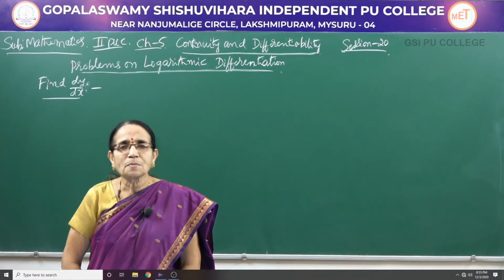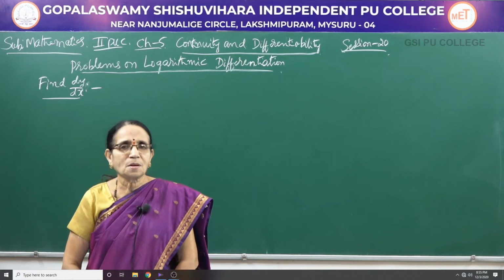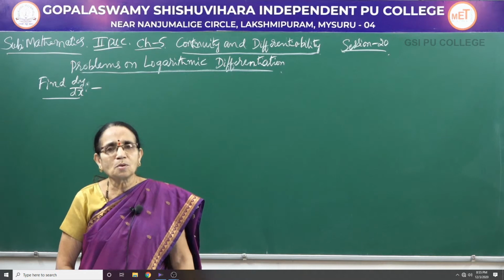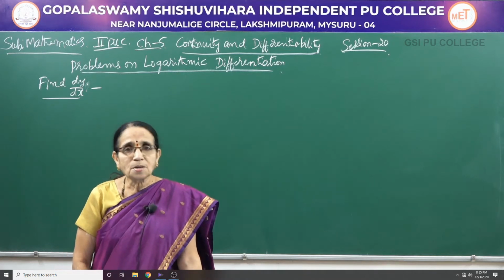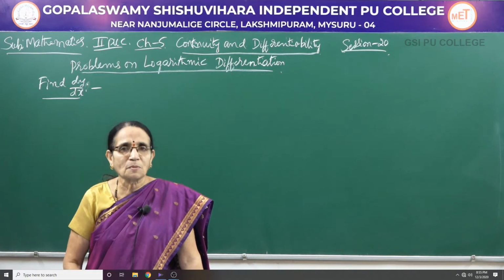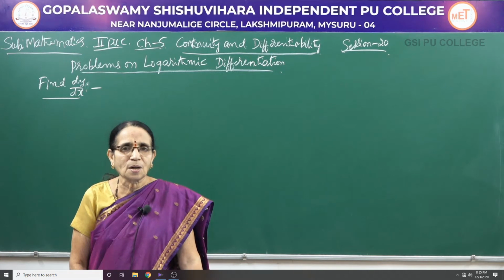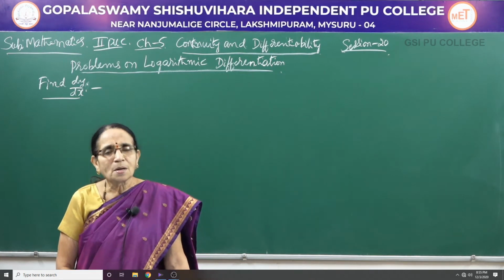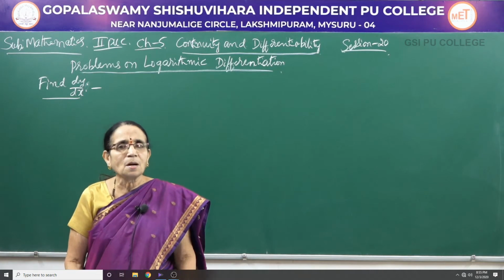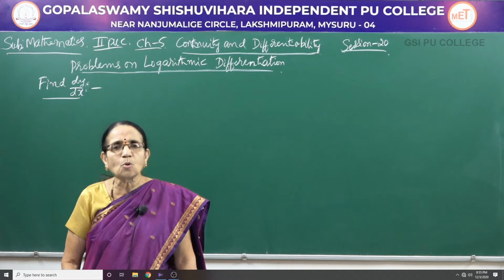Dear students, you have learnt about logarithmic differentiation in the earlier sessions, and we have worked out some problems. If the function is in the form f(x) to the power g(x), that means the base as well as the index are both functions of x, we have to take the logarithm, then differentiate according to the way the function is given. In most cases we apply the product rule, sometimes the quotient rule.